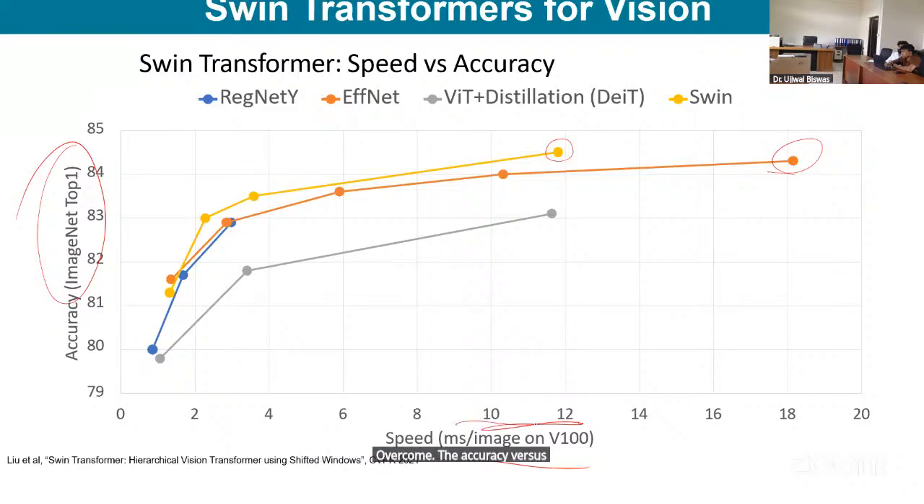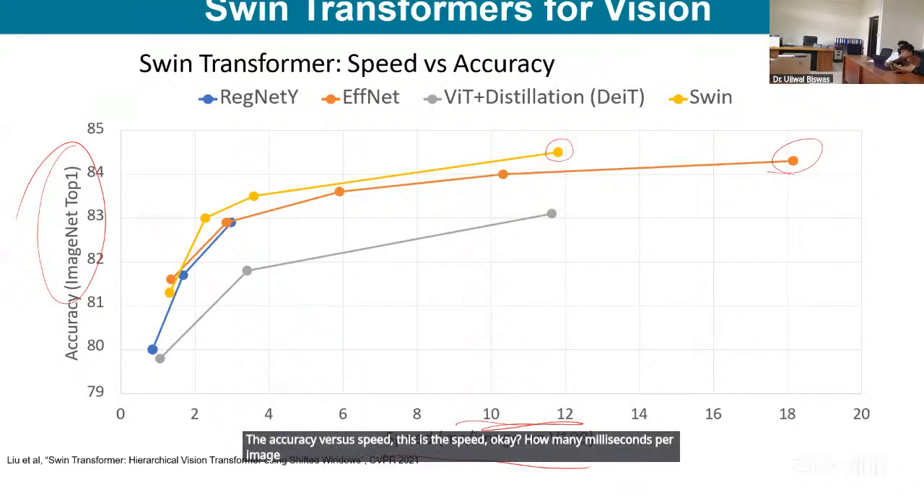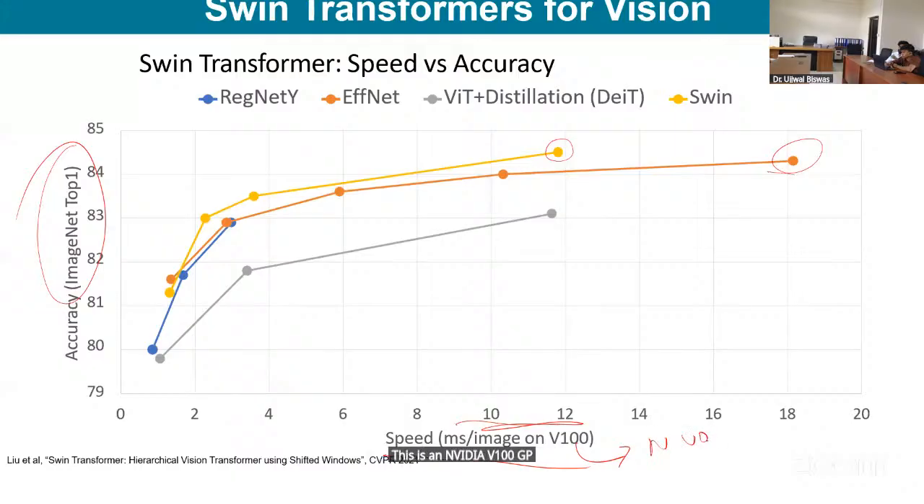This is the speed, okay? How many milliseconds per image, right? On a V100 GPU. This is the NVIDIA V100 GPU. Okay, and you can see the increase in the performance as well as accuracy.